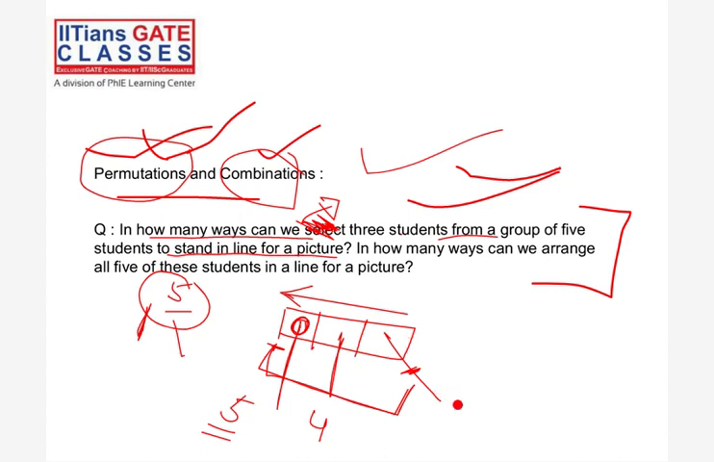Similarly, for this third position you can pick any of the 3 students. So you can see my final answer will be this and this and this, and this will be just 60. So this is just a simple product rule question. And the second question: in how many ways can we arrange all 5 of these students in line?